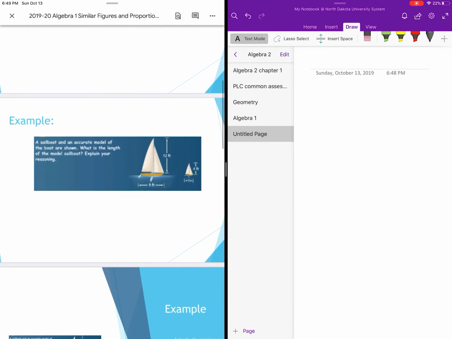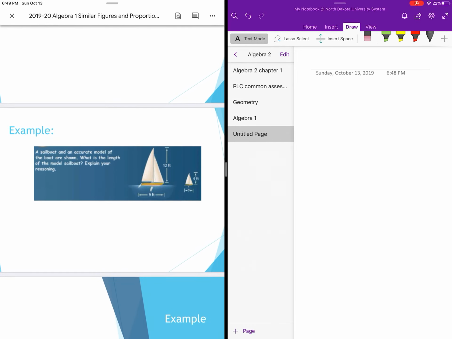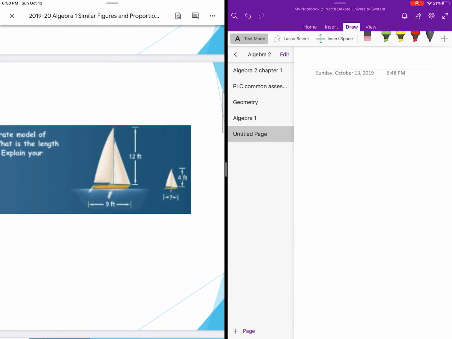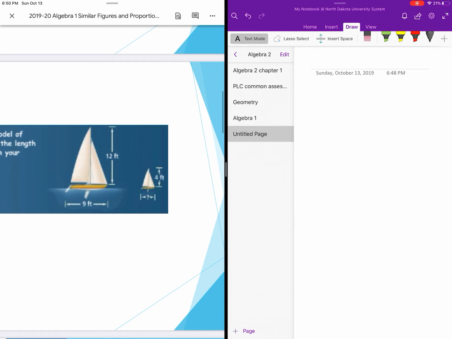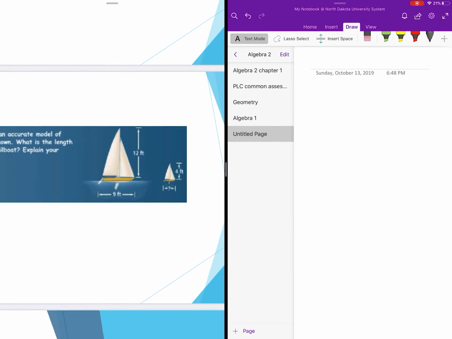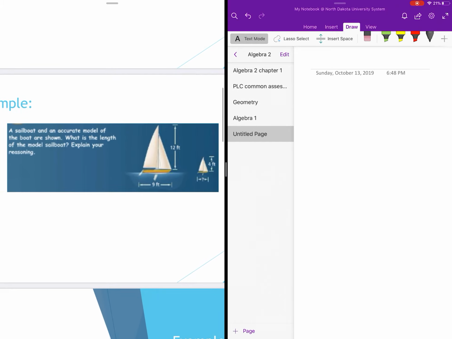So, let's do something. Sorry about this being blurry. This is actually from your book. A sailboat and an accurate model of the boat are shown. How can we find the length of the sailboat? So notice that the little guy is 4 feet tall, but we don't know how long it is. We know that it is similar to the large sailboat, which is 12 feet tall and 9 feet long.